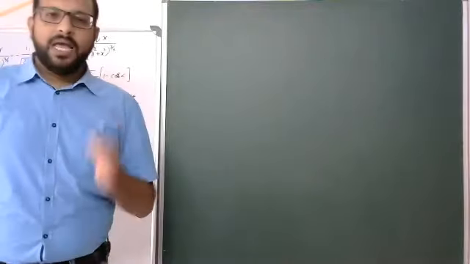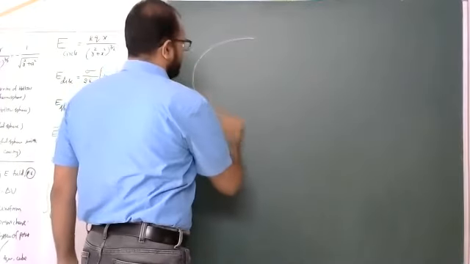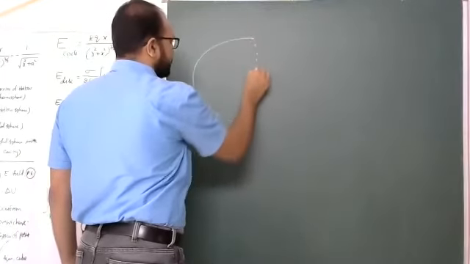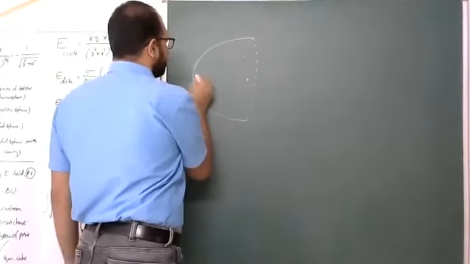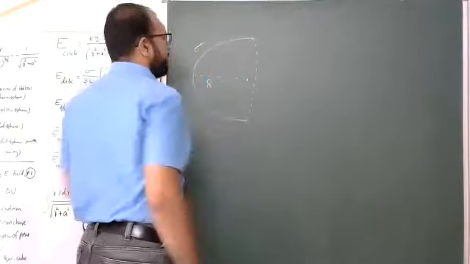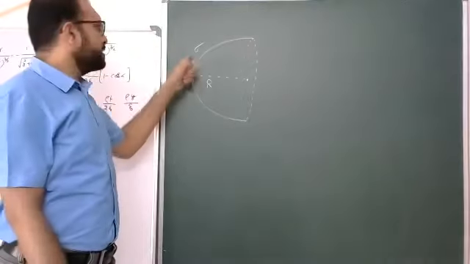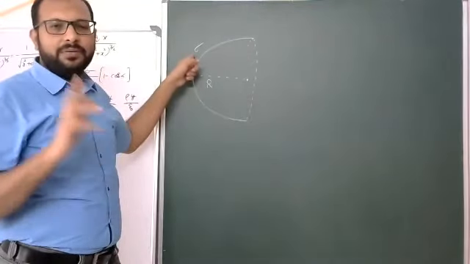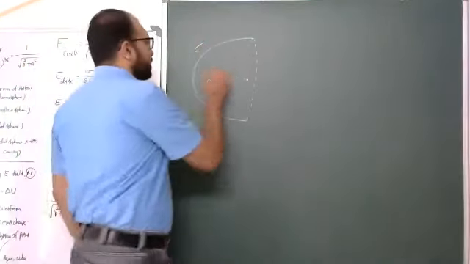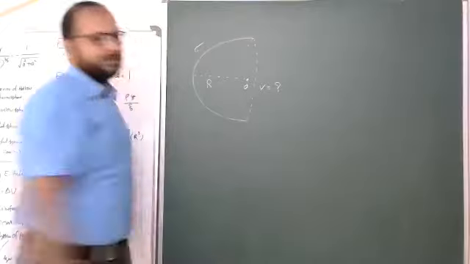Yes, now I am taking a hollow hemisphere. It is the center, radius R, with charge density sigma. Because it is hollow, charge is distributed only on the surface. Sigma is given and no theta dependence, which means it is uniformly distributed. At the center O, what is the potential?